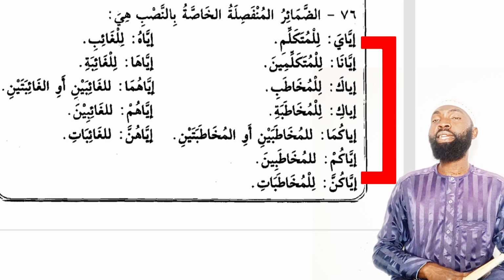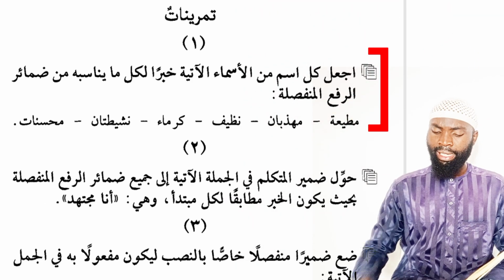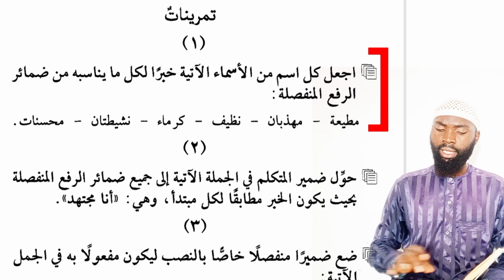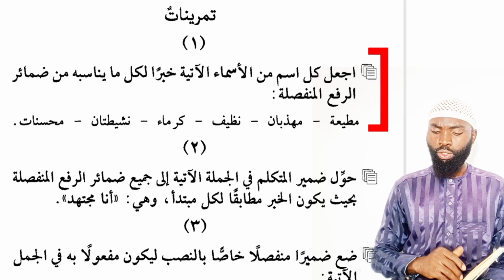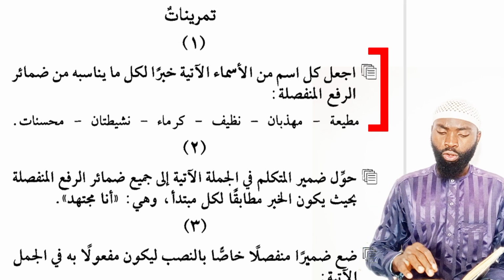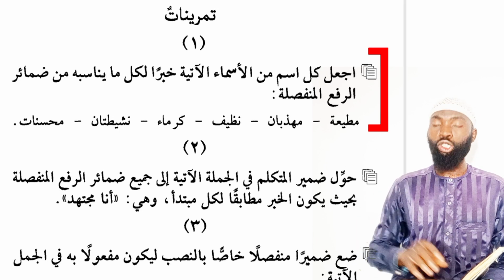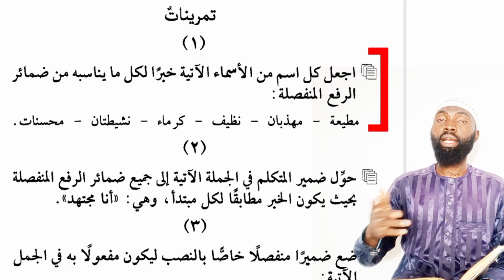Now we have tamrin, exercises to solve. Tamrin al-awwal, the first one says: make each of the following nouns a khabar for every suitable detached nominative pronoun. The following nouns, you are to use them as khabar, as predicate, for detached pronouns which are suitable. So you have to place a detached pronoun in each of the following words to make sense.